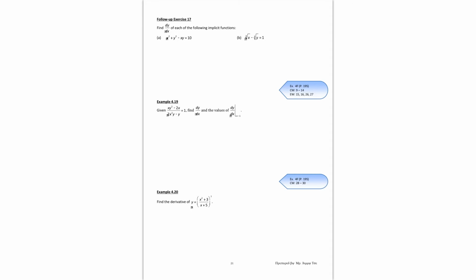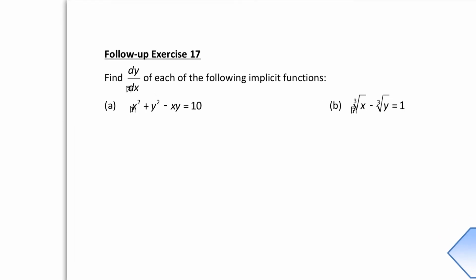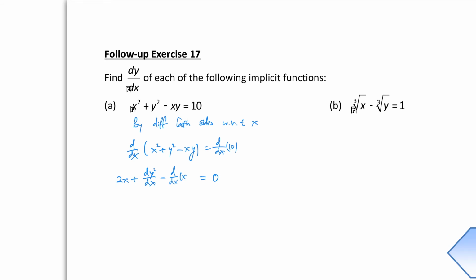For example 4.19, one more example. The left hand side is x squared plus y squared minus xy is equal to 10. So by differentiating both sides with respect to x. On the right hand side, simple, 0. For the first term, use the addition theorem, and then you can simplify it. The first one is 2x plus d of y squared over dx. Remember, you cannot use the power rule directly. So you can change to d of y squared over dy times dy over dx.